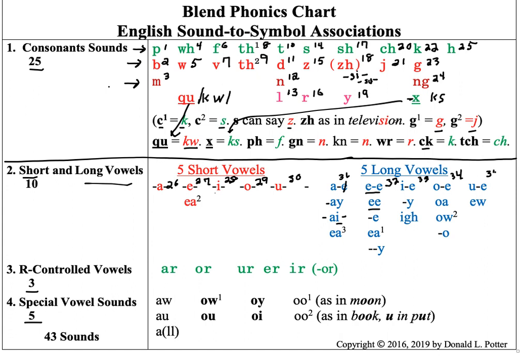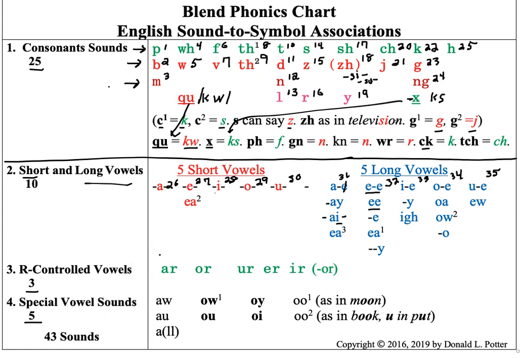35. This is the oo of mule. And there's really two sounds to you. We don't go into that. The kids generally don't have a problem with it. And we have oo of oo as in the word few. So our key word here is oo of mule.